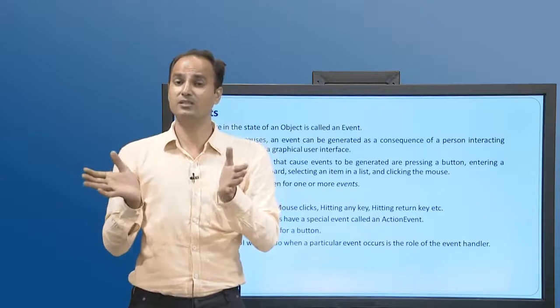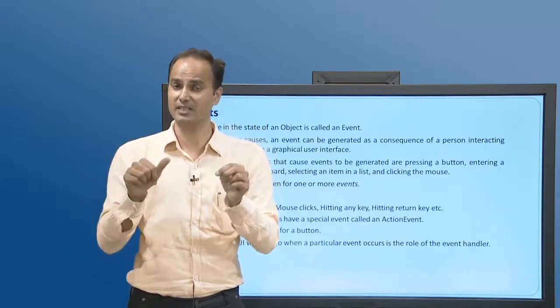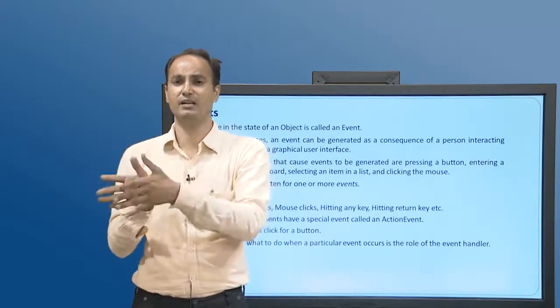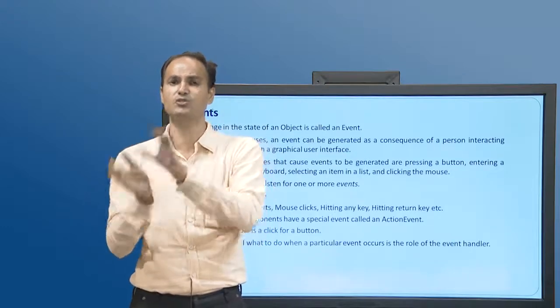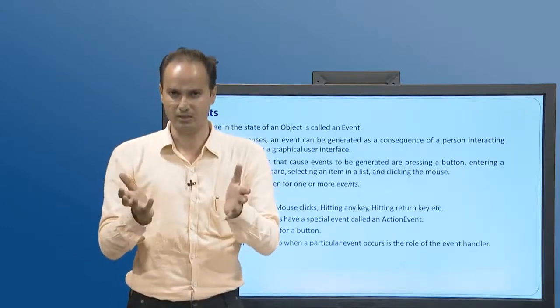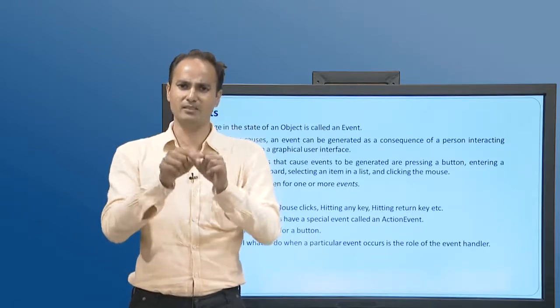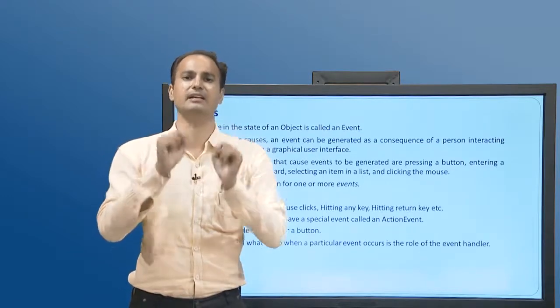Now, another question comes up: okay, we have a source, we have a handler, but how does a handler come to know that the event is triggered? How will a button handler come to know that the button is clicked?